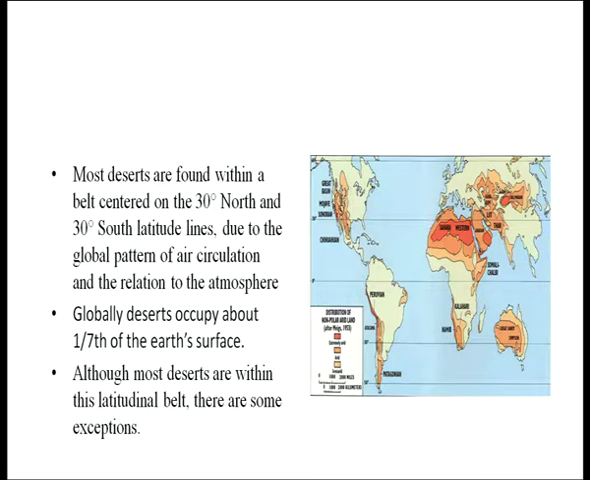Most of the deserts are found within a belt centered on the 30 degree north and 30 degree south latitude lines due to the global pattern of air circulation and in relation to the atmospheric conditions. Globally, deserts occupy 1/7 of the Earth's surface. Although most of the deserts are within these latitudinal belts, there are some exceptions to this.